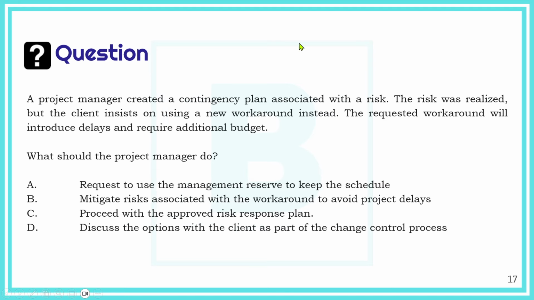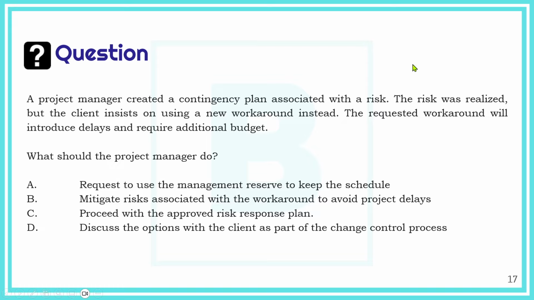Okay. Question 3: a project manager created a contingency plan associated with the risk. The risk was realized, but the client insists on using a new workaround instead. The requested workaround will introduce delays and require additional budget. Now, what should the project manager do? Request to use the management reserve to keep the schedule. No, we don't use management reserve. Okay.